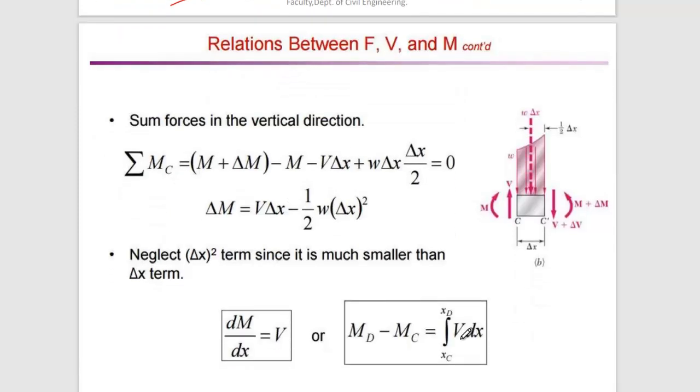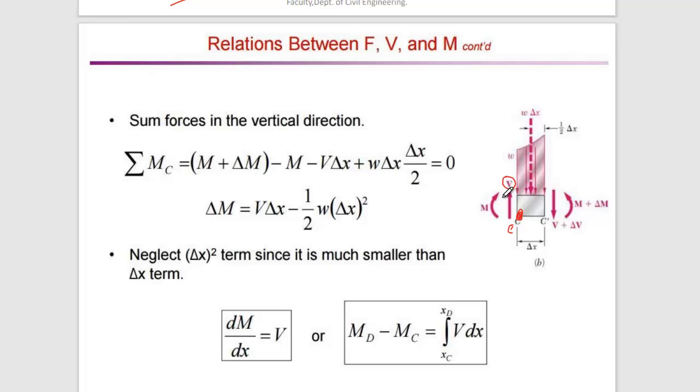Okay. So similarly, if you take the moment at C point, this is the C point. Within this equation, we will try to develop one relationship between the moment and the shear. So what is the moment we have? This will be 0, right? Because it's passing through the C point, so this force will not generate any moment. So this is M, moment.